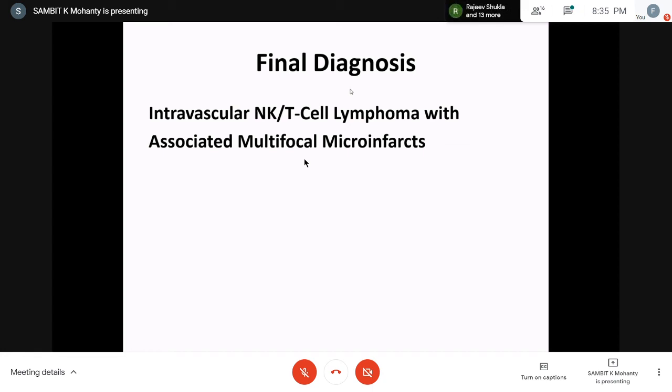Was a blood picture available in the last case, just to rule out aggressive NK cell leukemia? Yeah, the last case, you mean this one, the NK T cells? Yes. There was anemia. The patient was having microcytic hypochromic anemia with low iron and all, but the WBC count and the platelets were normal. Okay.